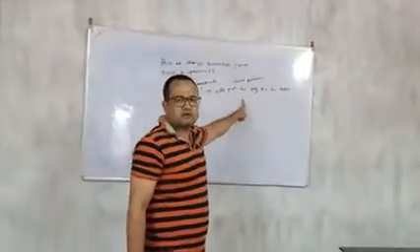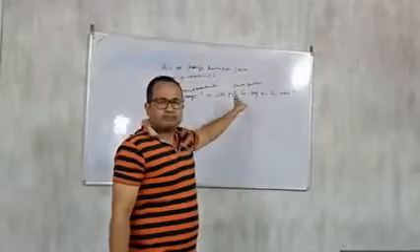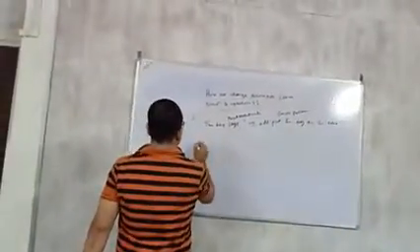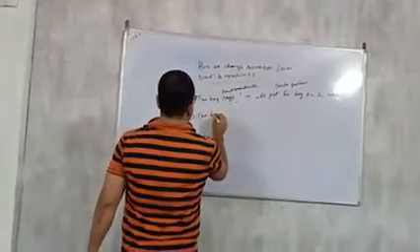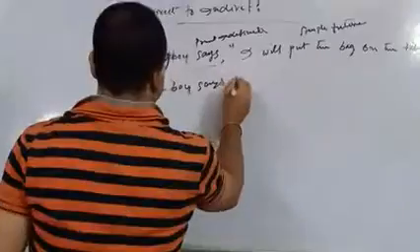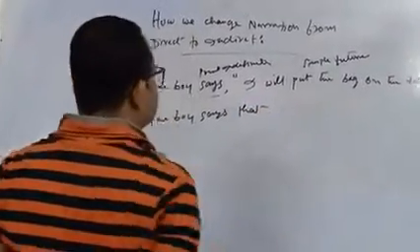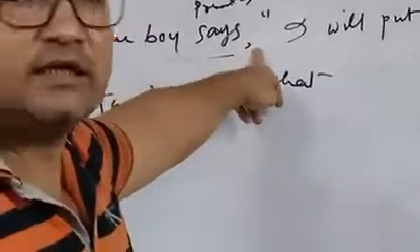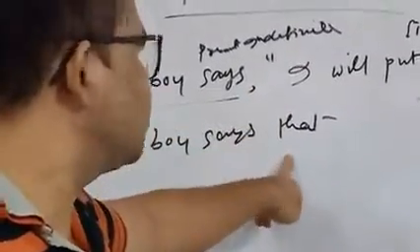We do not need to apply the past formula here. The answer will be: the boy says that, the conjunction "that" comes, the comma is removed. The comma is removed from this particular indirect narration.